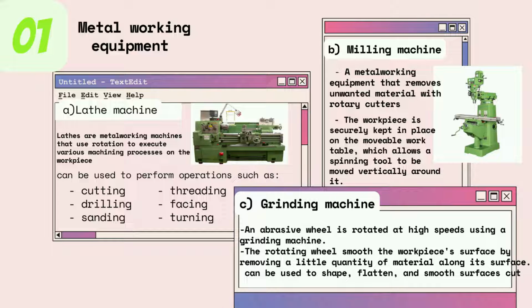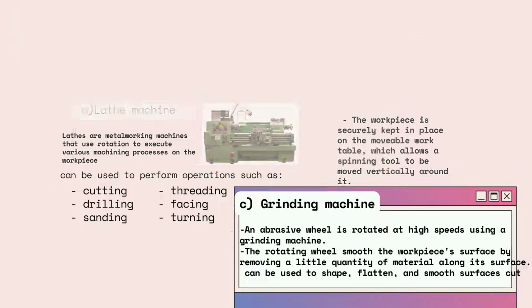B is milling machine. It is a metalworking equipment that removes unwanted material with rotary cutters, and the workpiece is securely kept in place on the movable work table, which allows a spinning tool to be moved vertically around it. C is grinding machine. An abrasive wheel is rotated at high speed using a grinding machine, and the rotating wheel smooths the workpiece surface by removing a small quantity of material along its surface, and it can be used to shape, flatten, and smooth surface cuts.